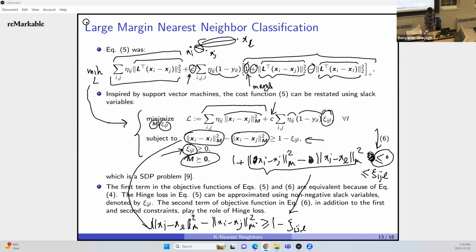Did you understand that I replaced this part of the standard hinge loss with zeta ijl? The reason is that now I'm minimizing this second term, so basically I'm minimizing zeta ijl as well. I know that zeta ijl is greater than or equal to 0 according to this constraint. So I'm minimizing zeta ijl, but it is non-negative.